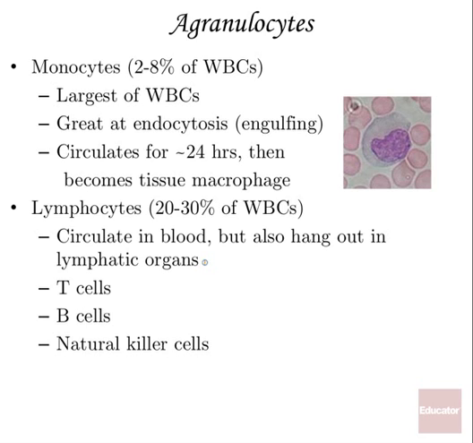The thymus is another one that has to do with it, but the spleen is going to be a place that you're going to find a lot of lymphocytes. Here are some examples of lymphocytes. T cells have to do with cell-mediated immunity. So T cells are going to be targeting particular invaders as they come in.